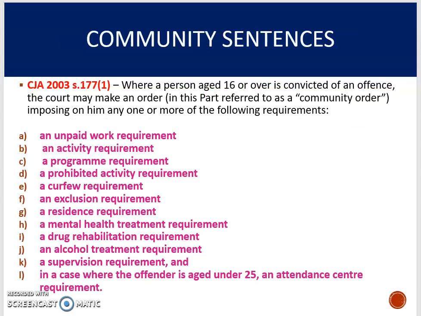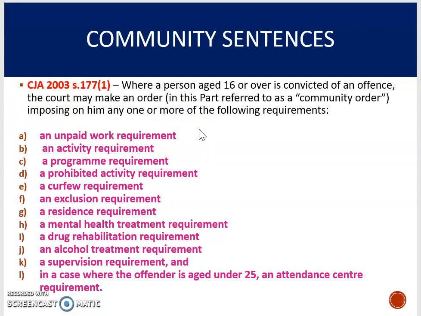We're on to community sentences. A community sentence combines punishment with activities carried out in the community. And it can include one or more of a number of requirements that I've listed here for you. They could be carrying out up to 300 hours of unpaid work, which might include things like removing graffiti, clearing overgrown grass. This is the unpaid work requirement.